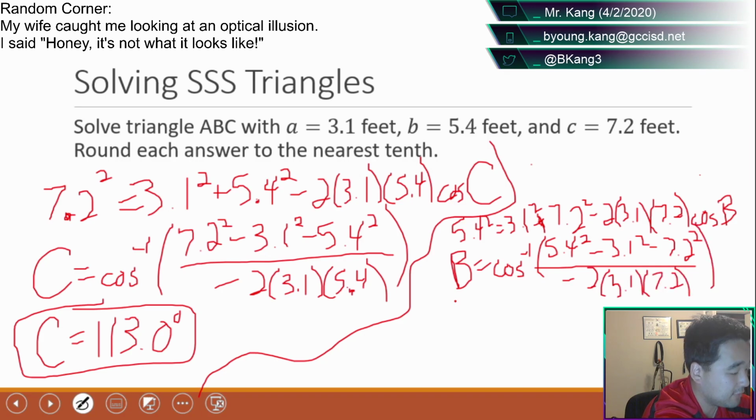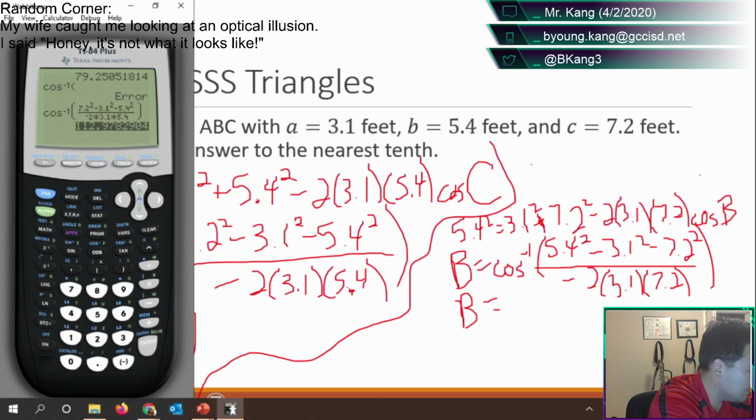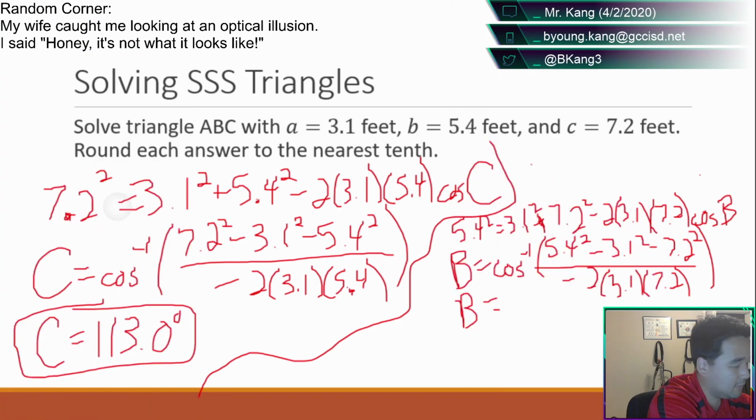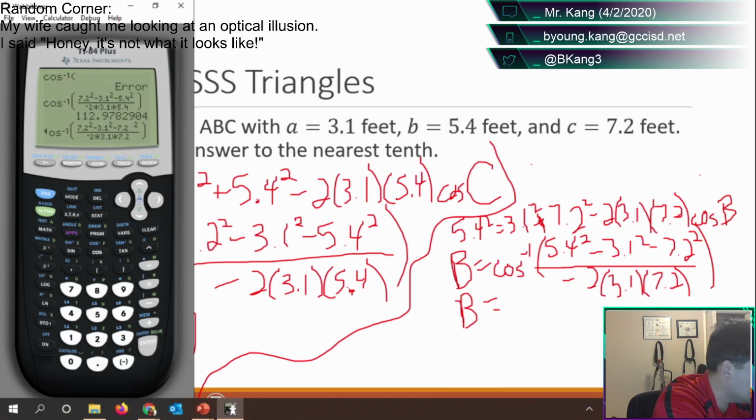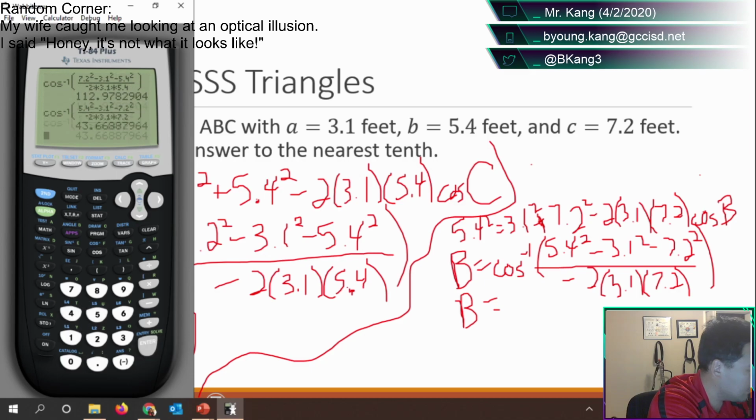It's going to be very similar to what we just typed in. We're just going to swap the order of a few of these numbers. And this first 7.2 has to change to 5.4. So 43.7 degrees.